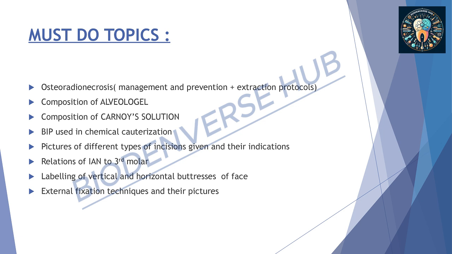Then the relationship of the inferior alveolar nerve to the roots of the third molar, which is very important, and it is quite frequently asked in different kinds of OSCE examinations. After that, we have the labeling of the vertical and horizontal buttresses of the facial skeleton, which can also be asked. And then external fixation techniques and their pictures will be given, and you will be asked to identify which kind of external fixation technique it is.